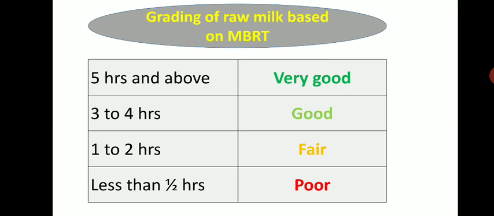Then the second criterion: if the dye sample gets decolorized after 3 to 4 hours, then its milk quality is considered good. If some of the samples get decolorized after 1 to 2 hours, then that milk quality is considered fair. And if the milk gets decolorized sooner, within half an hour, then it is considered a poor quality of milk.